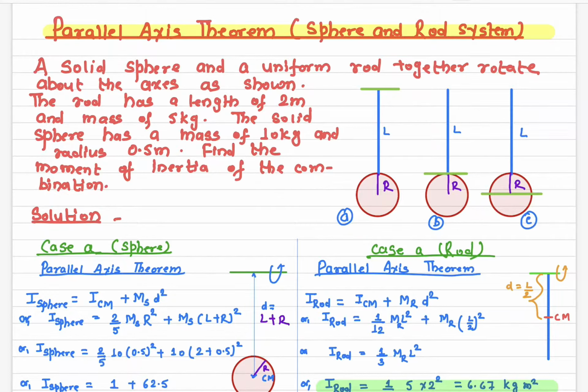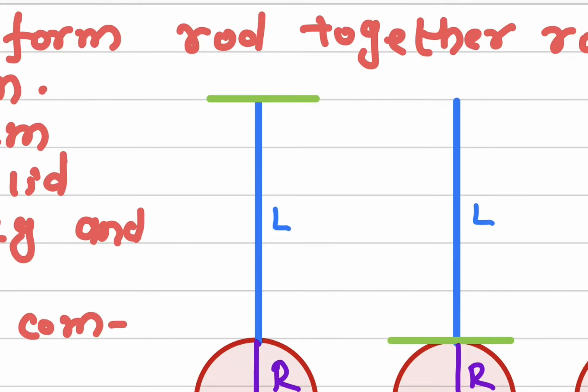In the first situation, the entire system, the solid sphere and the rod, is rotating about this axis here. This is the axis of rotation. In the second case, it is rotating about this axis of rotation. And in the third case, this is the axis of rotation. So let me write down here.